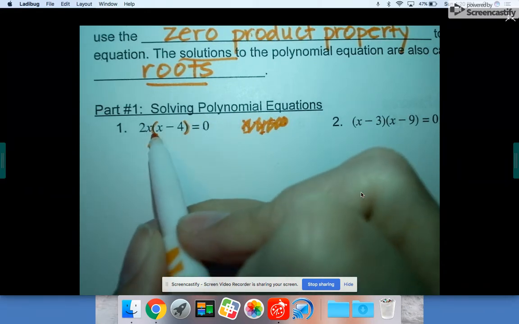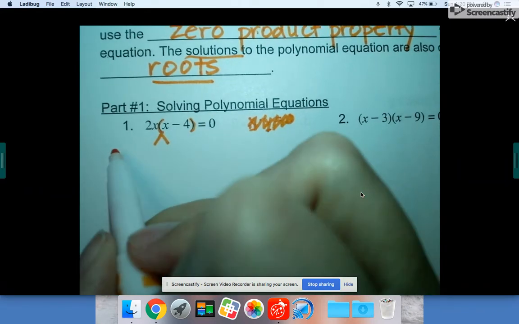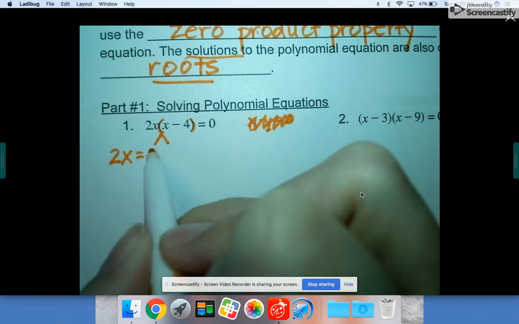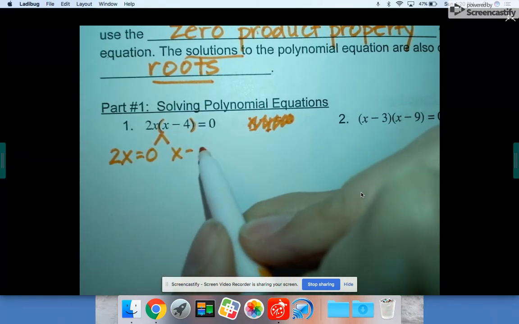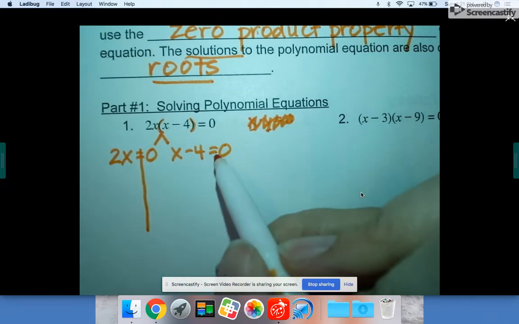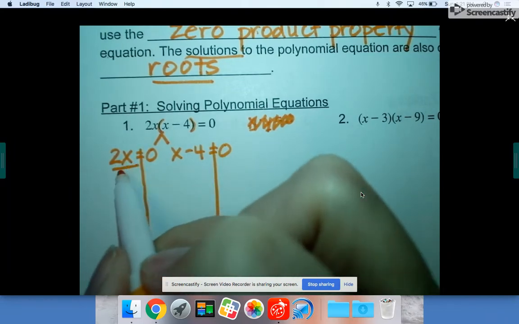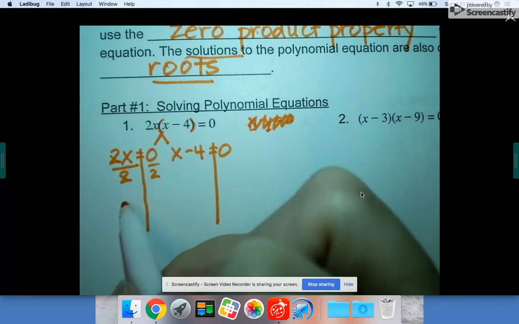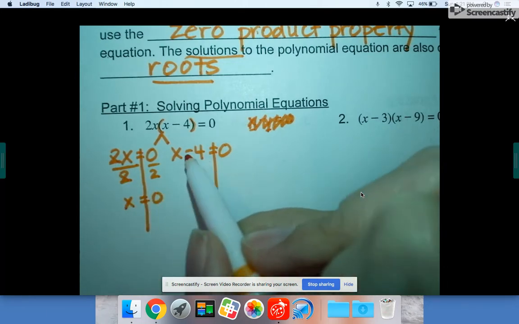So we can branch them off and say we don't know what 2x is, but we're going to set it equal to 0. And we don't know what x minus 4 is, but we're going to set it equal to 0 also. And then you're just going to solve both of them. So solve this one, divide both sides by 2, x equals 0. And then on this one, you will get x by itself, you'll add 4.